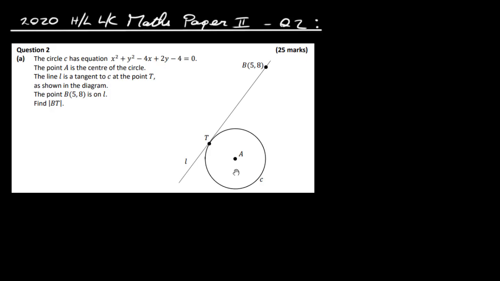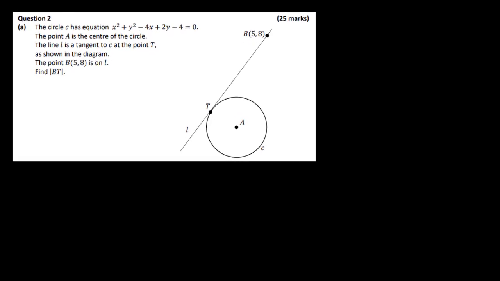So we can find A because we have the equation of the circle, so we can find the center easily enough. We can also find the radius, the distance here from T to A, by using this equation. If we have this distance, we can find the distance from A to B. We have a formula for that. So we can find the distance from T to B using Pythagoras Theorem. So that's the way I'm going to approach this question.